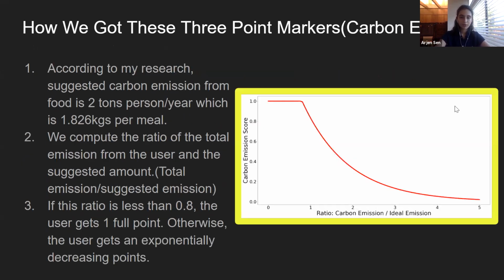How we got the carbon emission score. According to my research, suggested carbon emission from food is 2 tons per person per year, which is around 1.826 kilograms per meal. We compute the ratio of the total emission from the users and the suggested amount, the total emission over the suggested amount. If this ratio is greater than 0.8, as shown on the graph, the user gets 1 full point. Otherwise, the user gets exponentially decreasing points.